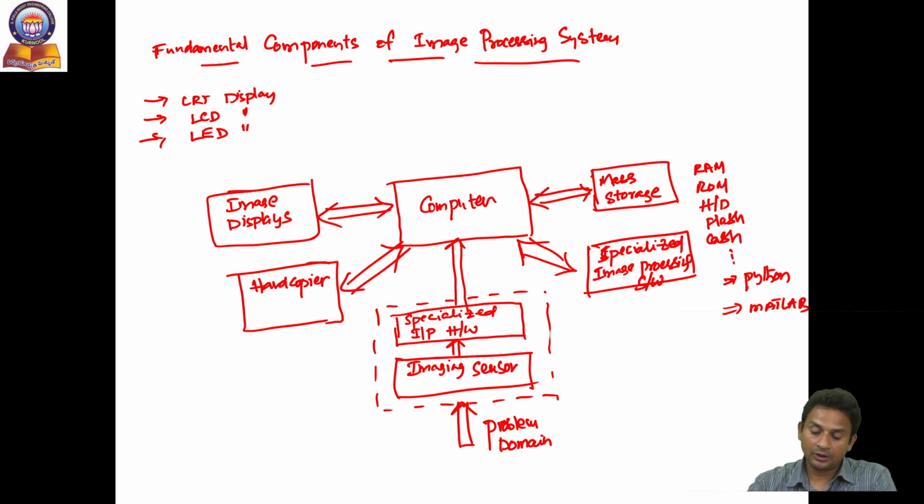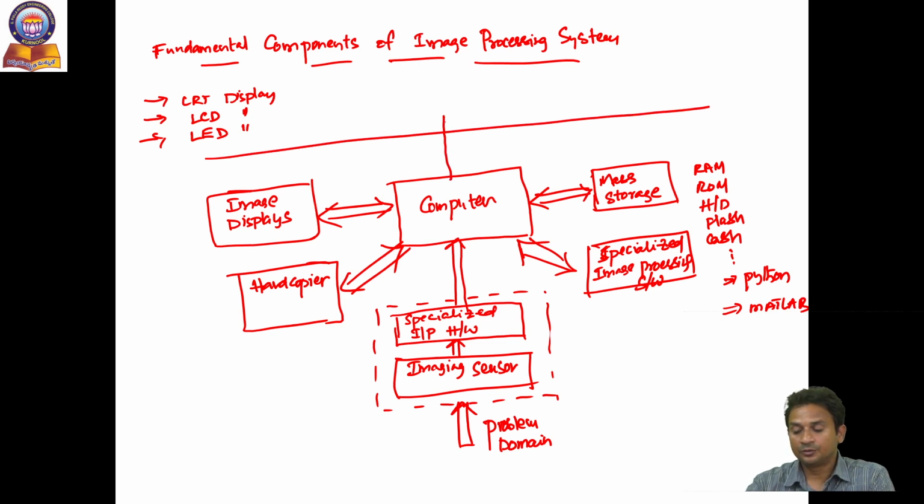Right? If the application demands that data be transmitted from one place to another, the system must be connected to a network, so that the data can be transmitted from one computer to another computer or from one place to another place, etc. So this is the basic hardware requirement, or the fundamental components required for building an image processing system.